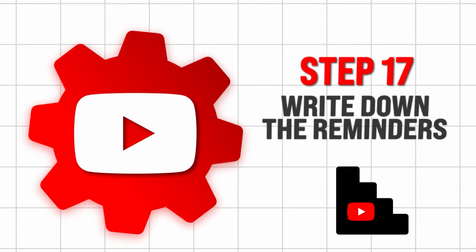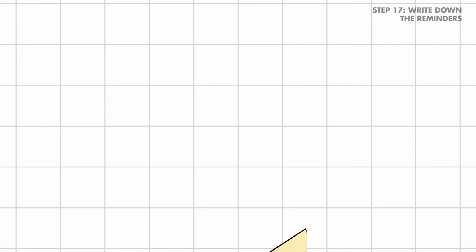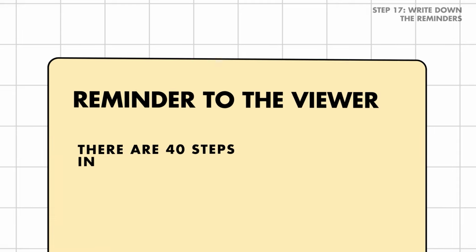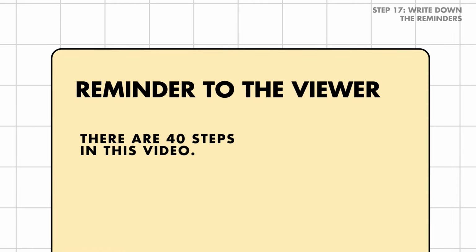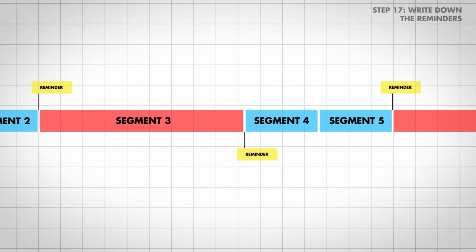And step number 17 is to write down under a segment reminders what the viewer needs to be reminded of on a regular basis. In this video, for example, you may have already forgotten that there's 40 steps. So by me now saying this, you've been reminded. And this makes it more likely for you to watch until the end. So write down all of the important elements that the viewer needs to be reminded of on a regular basis.